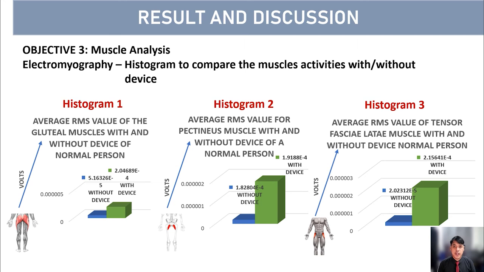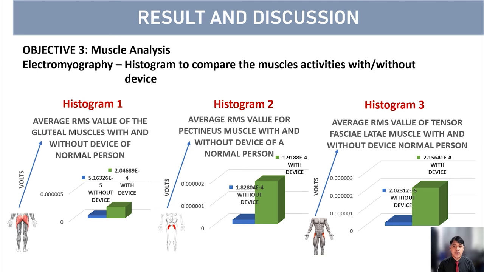The first histogram shows the average RMS value of the gluteal muscle with and without the device of a normal person. With the RMS value as shown in the histogram, after calculation, it is proven that the device can regain muscle activity by 74%. Moving on to the second histogram, the data shows the average RMS value of the pectineus muscle with and without the device of a normal person. With the RMS value shown above, after calculation, it is proven that the device can regain muscle activity by 90.47%.